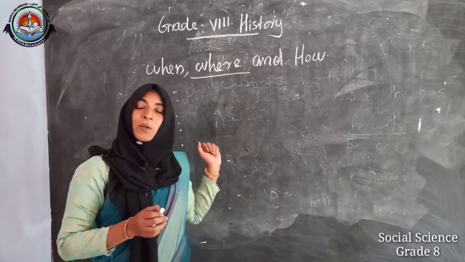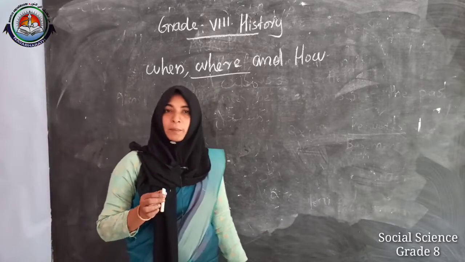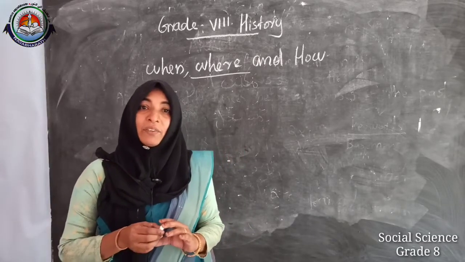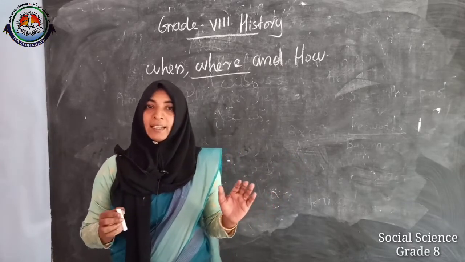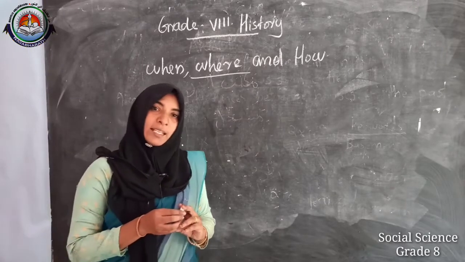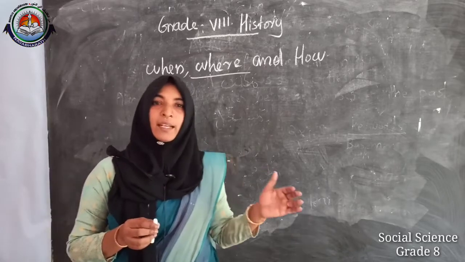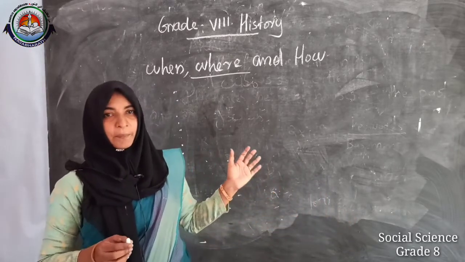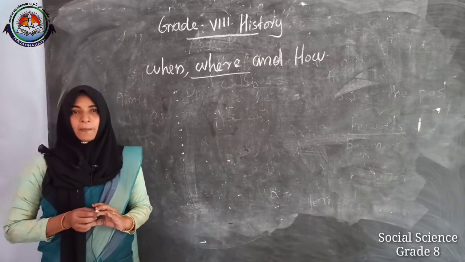Then proto-history. Proto-history means what? In proto-history, written records are there, but we can't interpret them, even now. Then history. In history, written records and evidences are there, and we can interpret everything. These are the classifications of history.